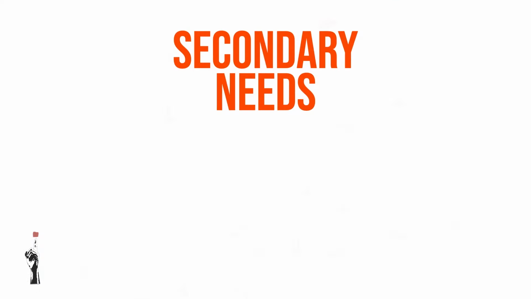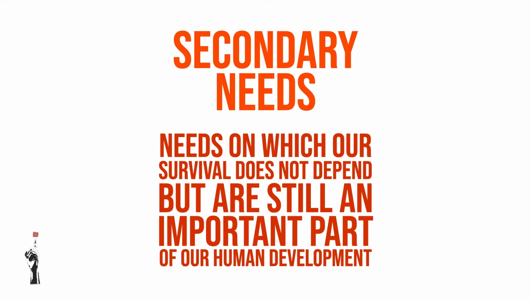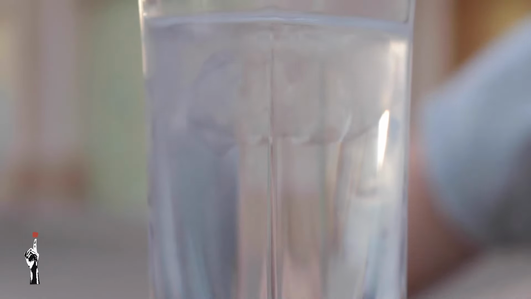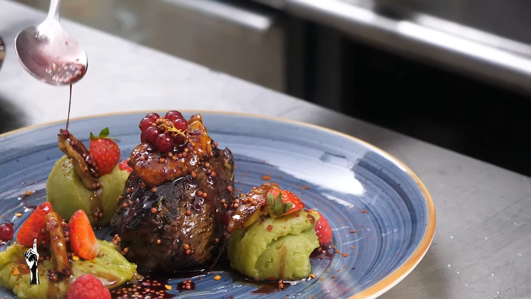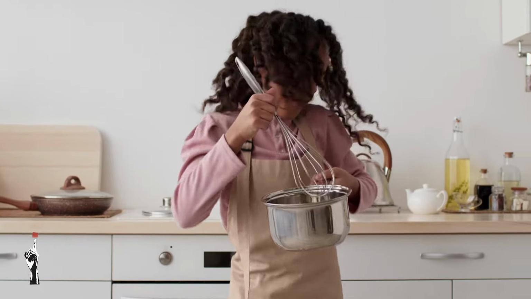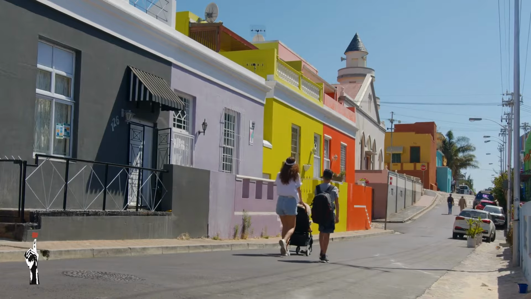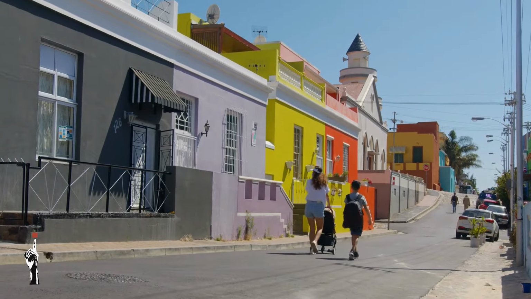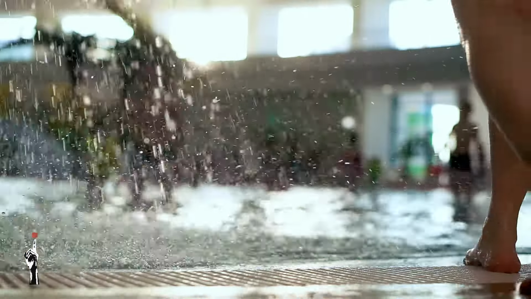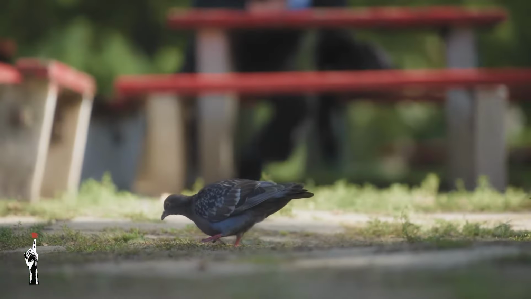Secondary needs are needs on which our survival does not depend, but are still an important part of our human development. For example, you need food and water to survive. But of course, one doesn't just want to survive. One wants to reach one's potential, and therefore, secondary needs are also important. In our communities, secondary needs will be facilities where sport and recreation can take place. For example, communal swimming pool, soccer fields, as well as a park.